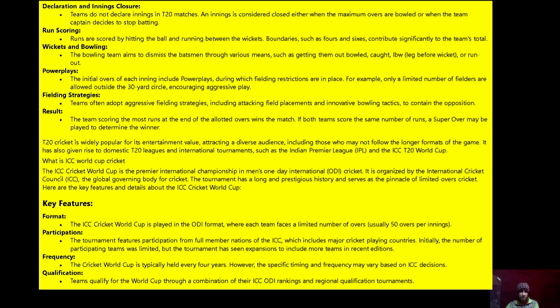Next point, strategic timeouts. Matches include strategic timeouts during which teams and players discuss strategies and tactics. These timeouts add a strategic element to the game.